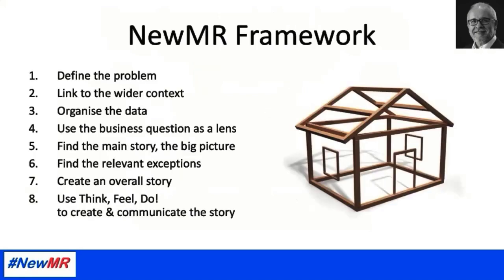So first of all, a quick reminder about the NewMR framework. It's got these 8 steps. We define the problem, we link it to a wider context, we organize the data, we take the business question as a lens so that we look in the right places. We find the main story first, the big picture. Then we find the relevant exceptions. Then we create an overall story, which we communicate using the think, feel, do mechanism.